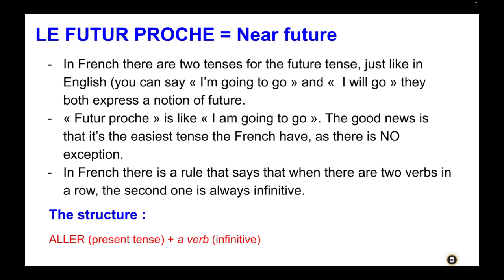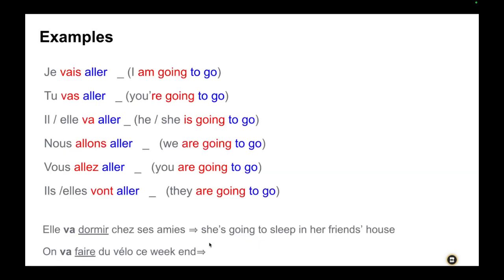So this is basically futur proche, and the structure is that we put the verb aller in present tense with the pronoun, je, tu, il, or elle, and then you add the verb that you want to talk about. Here's an example. Je vais aller means I'm going to go. I can change aller with another verb. Je vais manger, I'm going to eat. Je vais parler, I'm going to talk.